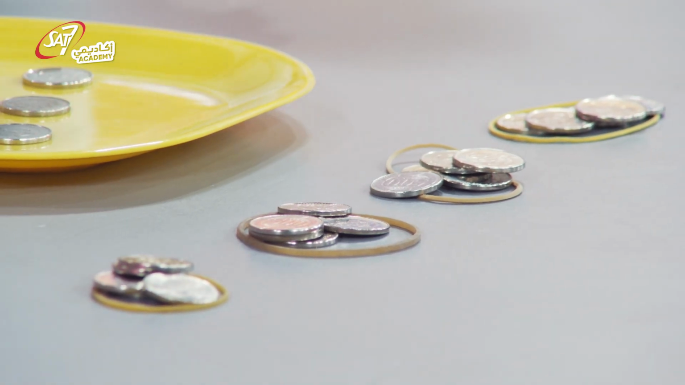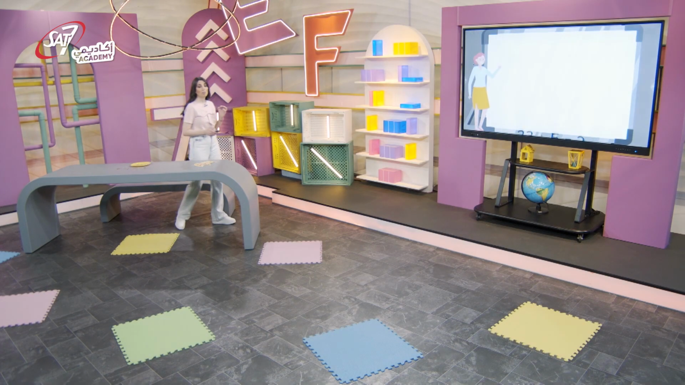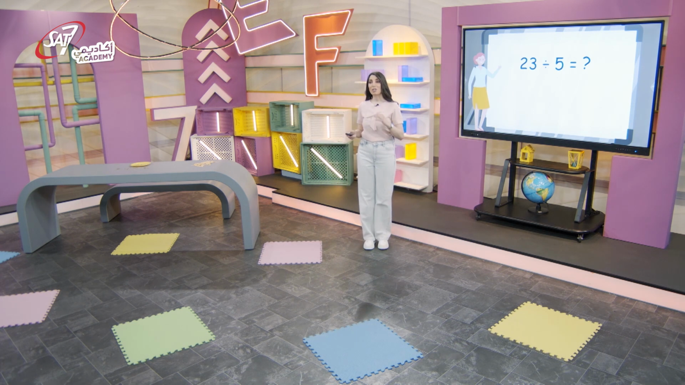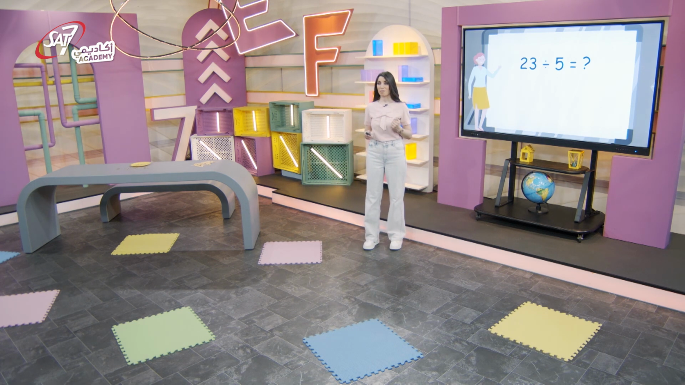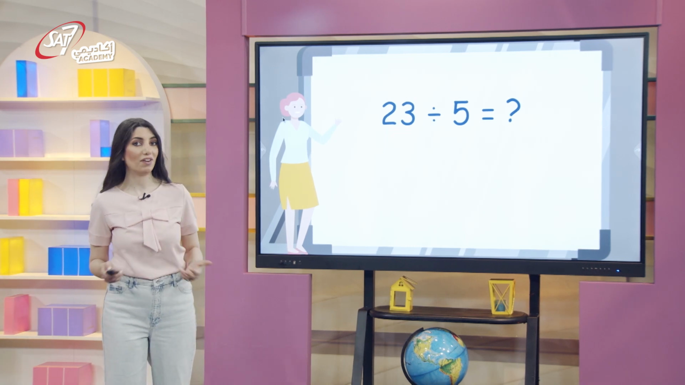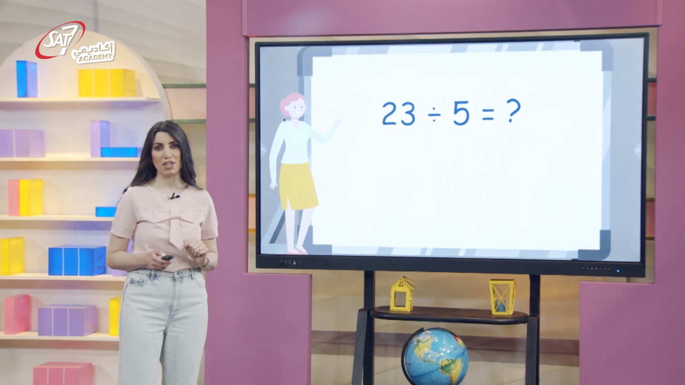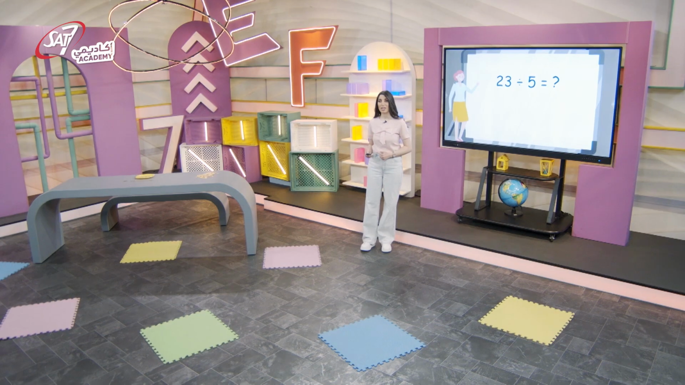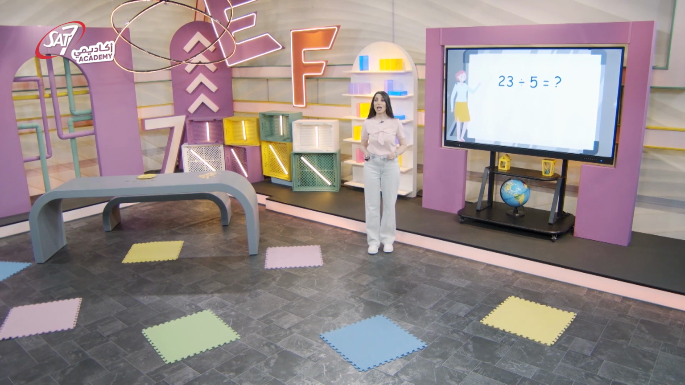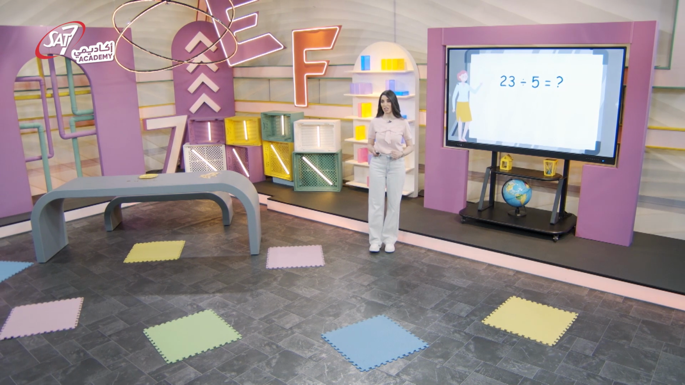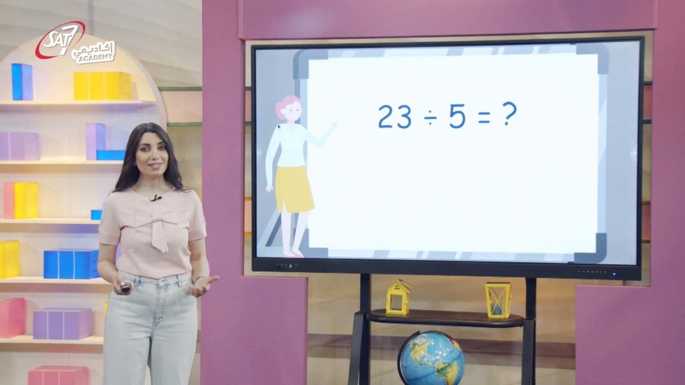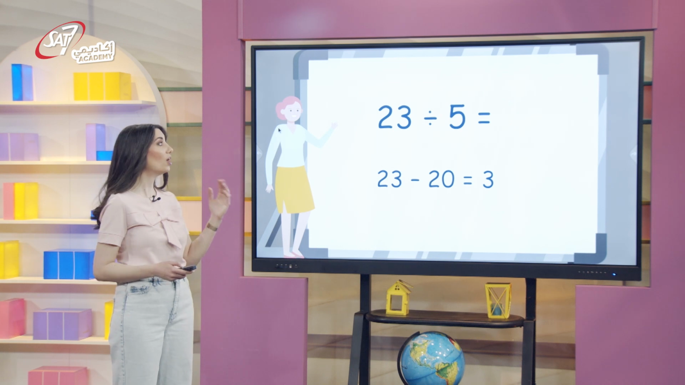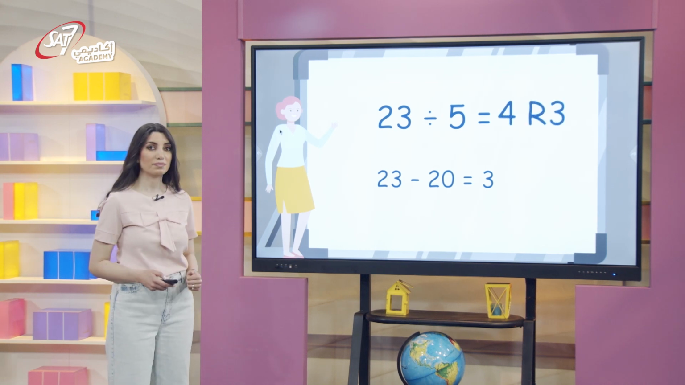Another way to solve this division sentence is by thinking of the multiplication table. What times 5 equals 23, but doesn't go over 23? I know 5 times 5 equals 25. That would be more than 23. Let's go with 4 times 5 equals 20, 4 groups of 5. If I buy 4 jawbreakers, I would pay 20 coins out of the 23. How much money do I still have? 23 minus 20, 3. The answer is 4, remainder 3.